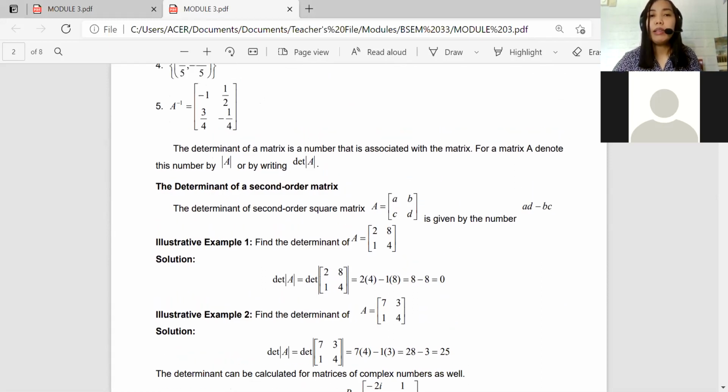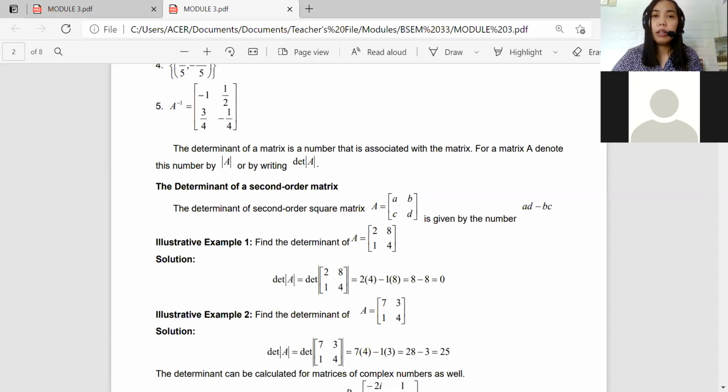So the determinant of a matrix is a number that is associated with the matrix. For a matrix A, we denote this number like this. So this is how we denote determinant. Okay, there is an absolute value symbol. So it means determinant of A, or by writing det A. So it's up to you kung anong gusto nyong gamitin dyan, just to denote determinant of a given matrix.